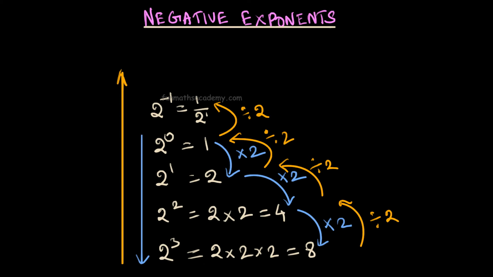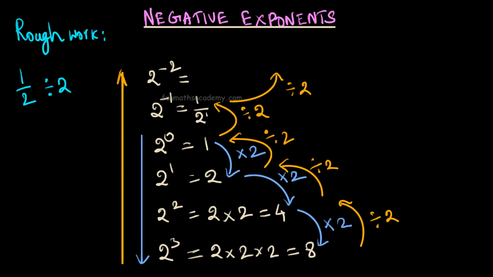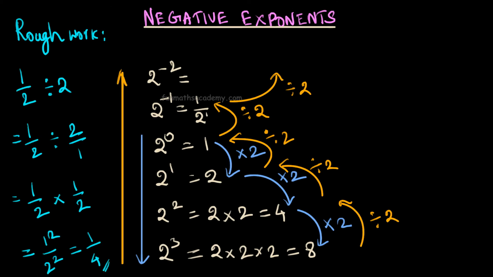To find out the value of 2 power minus 2, we have to divide 1 by 2 by 2. Now, how will you divide 1 by 2 by 2? 2 can also be written as 2 by 1. So, we get 1 by 2 divided by 2 by 1. Converting division into multiplication, we write 2 by 1 as 1 by 2. So now we have to multiply 1 by 2 by 1 by 2. We get the numerator as 1 square and the denominator as 2 square. 1 square becomes 1, 2 square becomes 4, and so we get the answer as 1 upon 4. So 2 power minus 2 is equal to 1 upon 4.